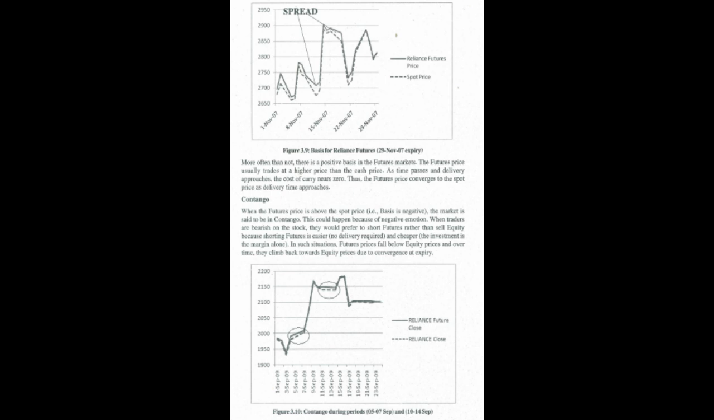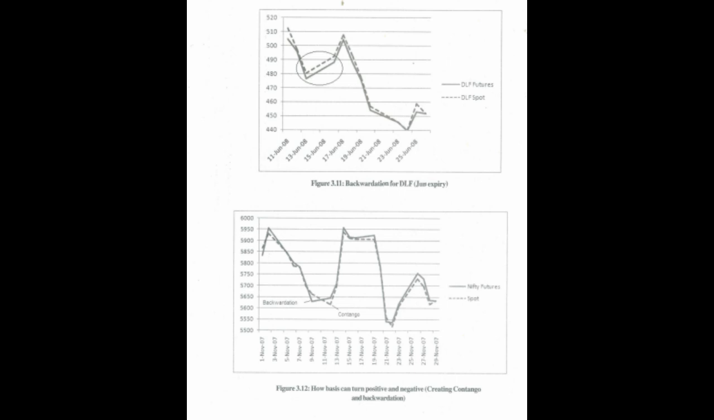Contango. When the futures price is above the spot price, i.e., basis is negative, the market is said to be in contango. This could happen because of negative emotion. When traders are bearish on the stock, they would prefer to short futures rather than sell equity, because shorting futures is easier, no delivery required, and cheaper, the investment is the margin alone. In such situations, futures prices fall below equity prices and over time, they climb back towards equity prices due to convergence at expiry. Figure 3.10, contango during periods, the 5th to the 7th of September, and the 10th to the 14th of September.